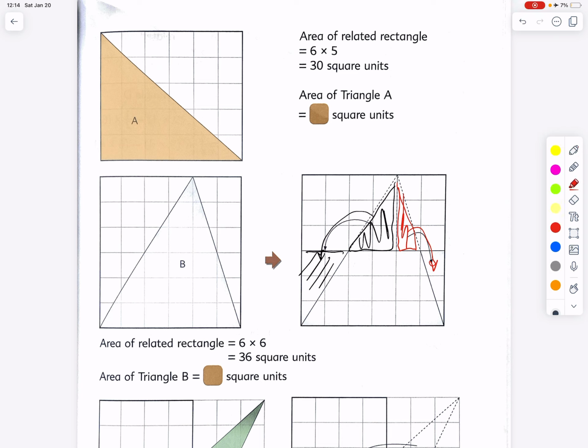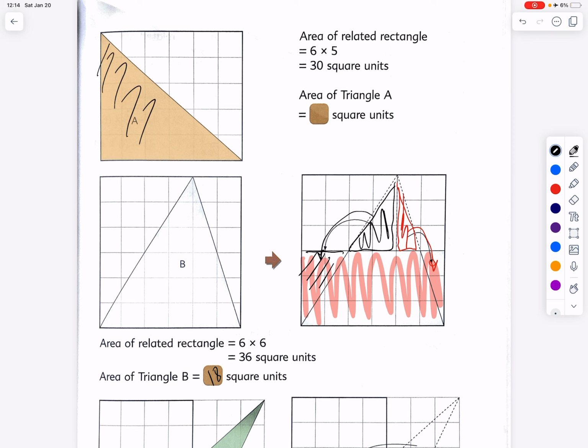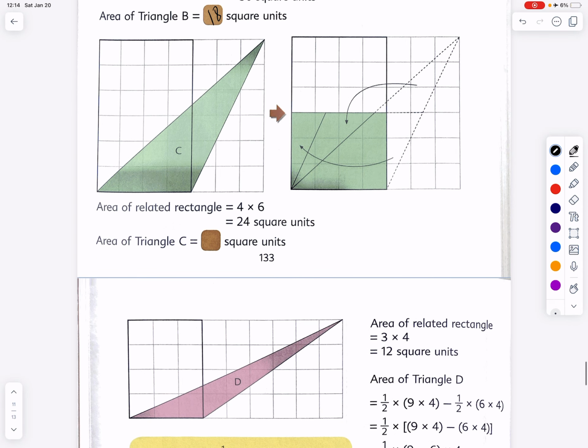And all together, the area of this entire triangle B can be neatly packed into a half of a 6 by 6 square, which would give us an area of 18. A half of this triangle is a half of a related rectangle of 30, which would be 15. That's our half. And let's take a look at triangle C.